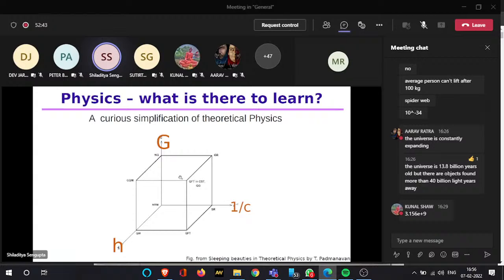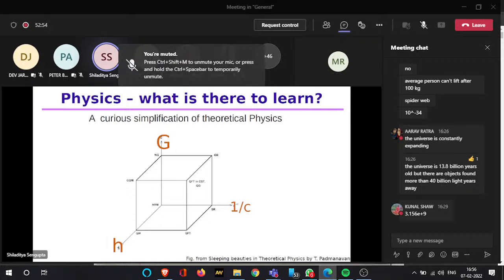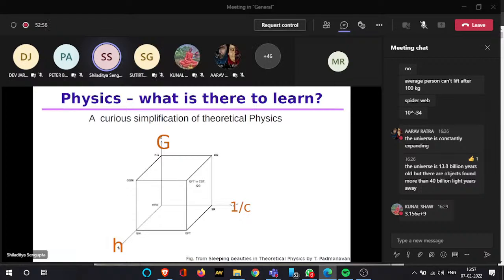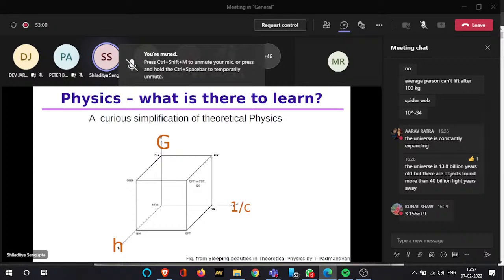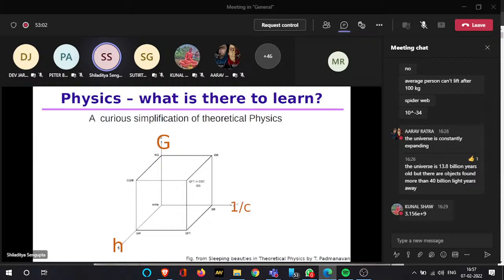The other regimes are covered in different courses in physics, at your undergraduate and master's level, your BSc and MSc, and then in the more advanced courses. Some of them you can take. I mean, you will get exposure to some of them.